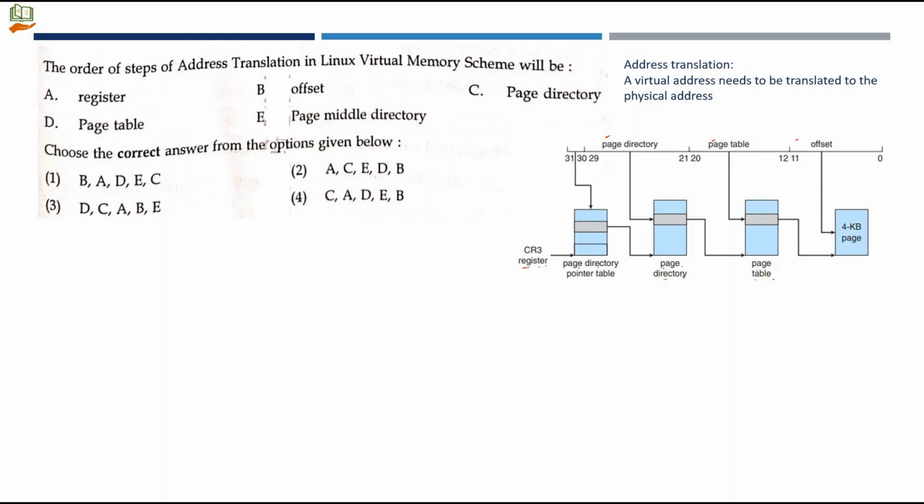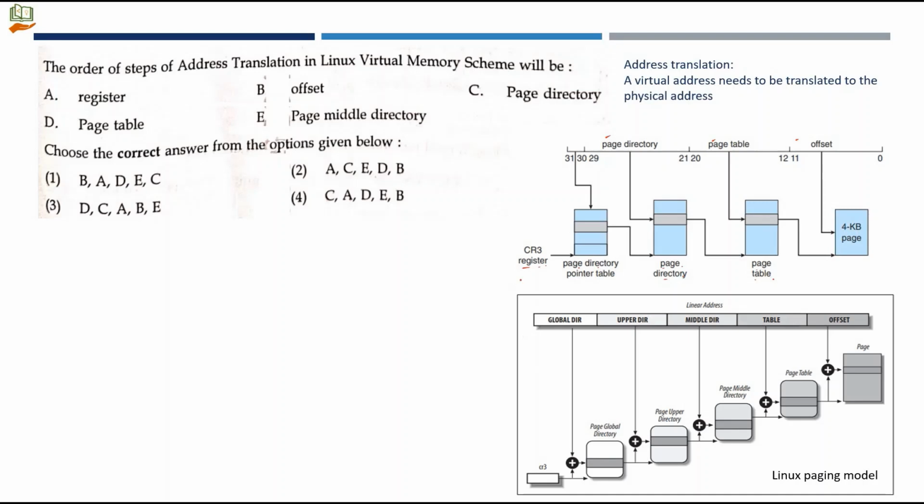Now let's see the same diagram with respect to Linux virtual memory. This CR3 is a notation of this particular register. So we can mark this as register. From there we have something called page global directory. Then we have page upper directory, then page middle directory, then we have the page table. From the page table we go for the page. The linear address is made up of 5 parts here: global directory, upper directory, middle directory, the table and the offset. Based on this diagram, we are going to mark the answer.